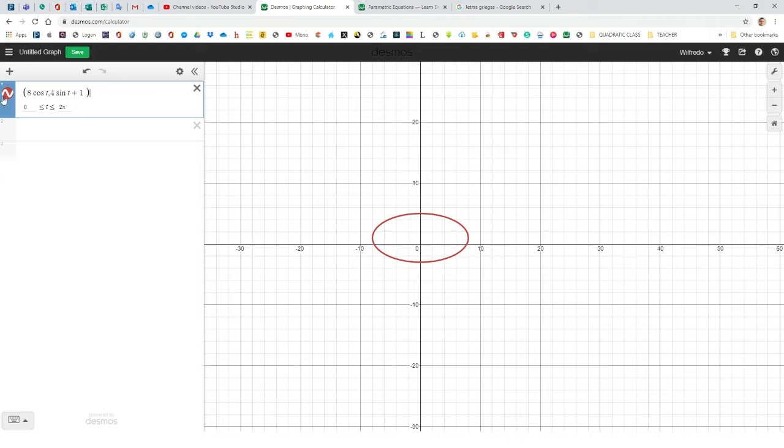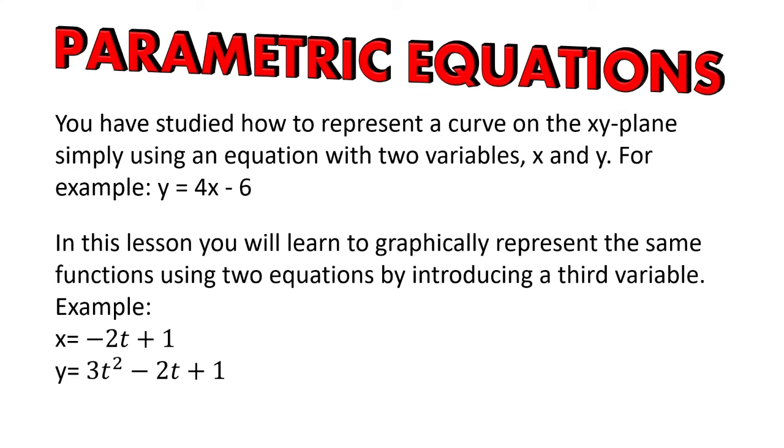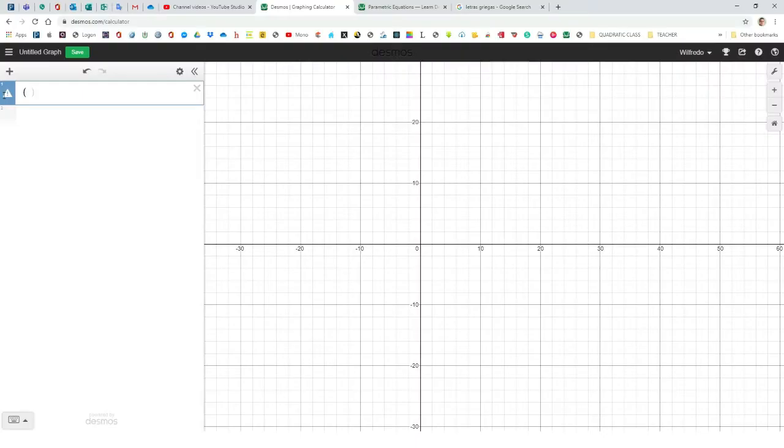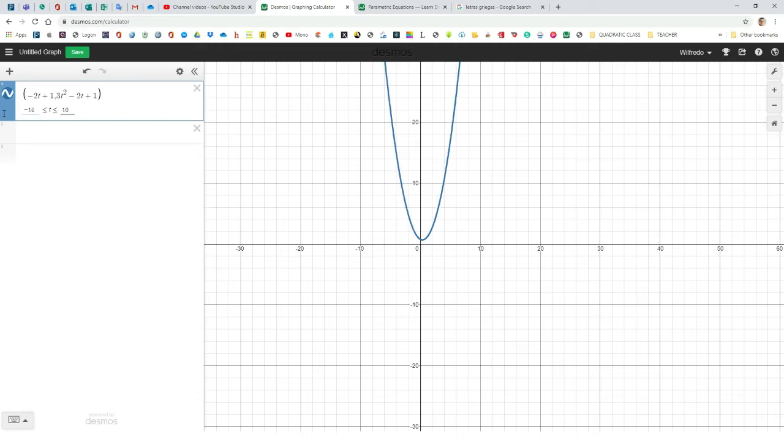For example, let me write this one. I have in the example, x equals negative 2t plus 1, and y equals 3t squared minus 2t plus 1. And the x is negative 2t plus 1, and the y is 3t squared minus 2t plus 1. Okay? And now the value of t in this case is between 0 and 1. I want to give you more values, for example, between negative 10 and 10. This is the equation of the parabola.